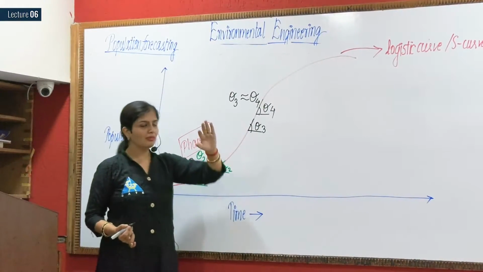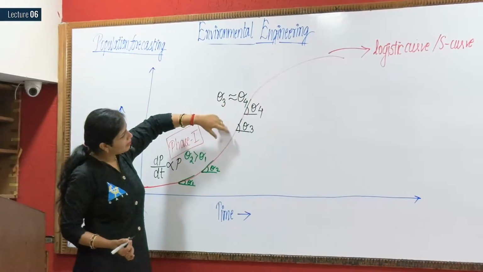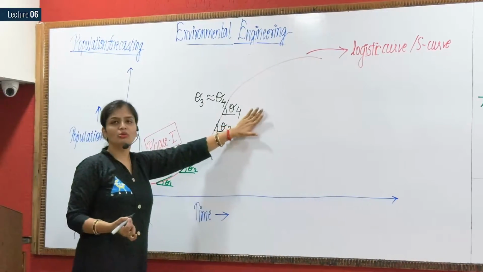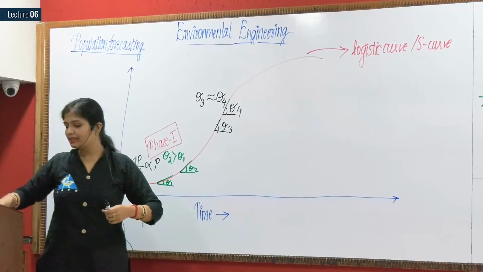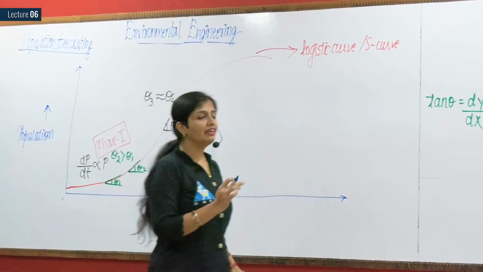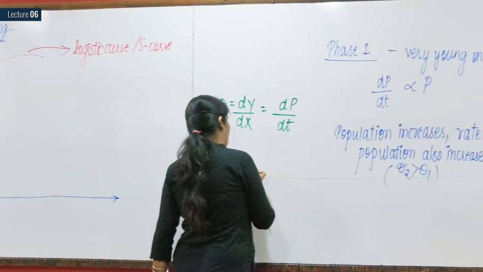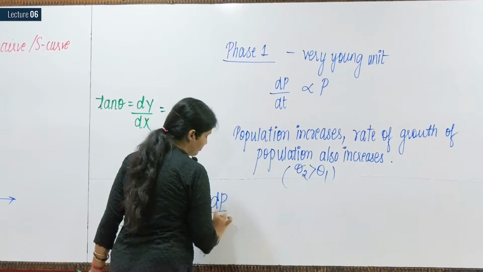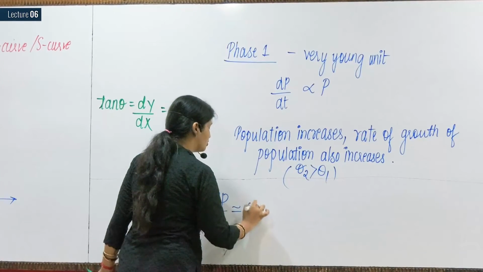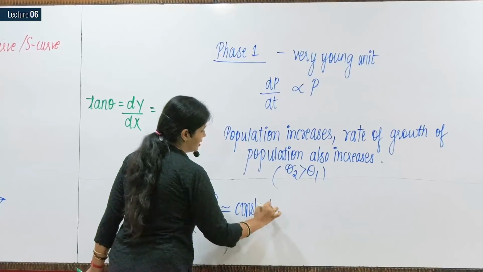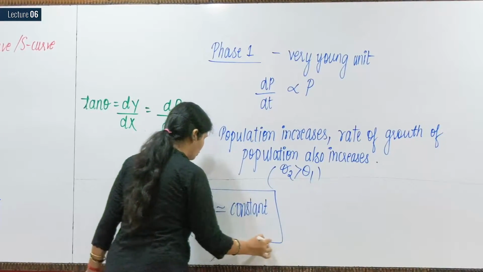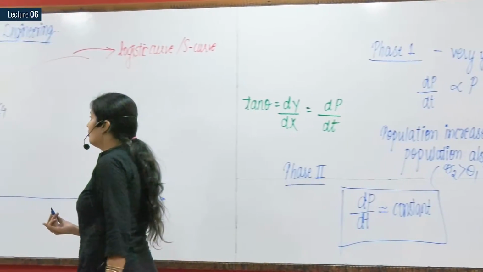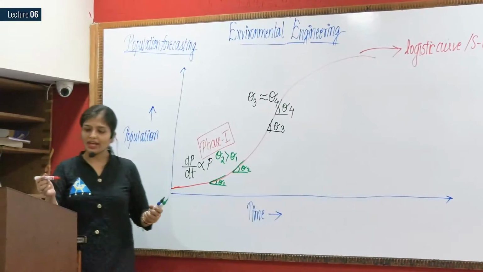Fine. You'll say, ma'am, here we can see there are 2 different values. It might be possible because I have drawn it by hand. Fine. But in actual, theta 3 is almost equal to theta 4. And that is the reason you can say in phase 2, dP by dt is almost constant. That means there is a constant growth of population. Rate of growth of population is constant. You can say like this. Fine. Now comes the question, where do you find this?